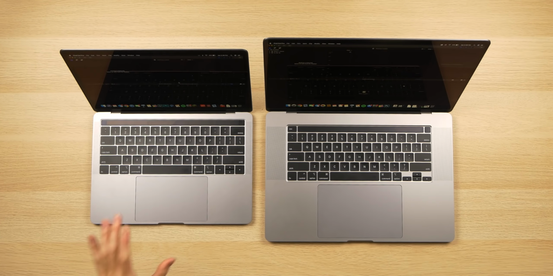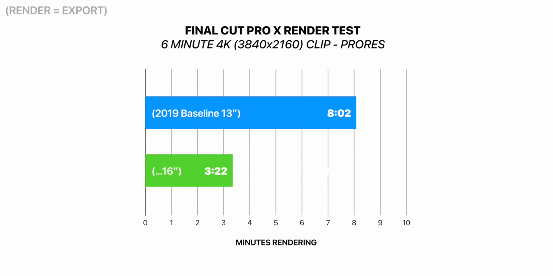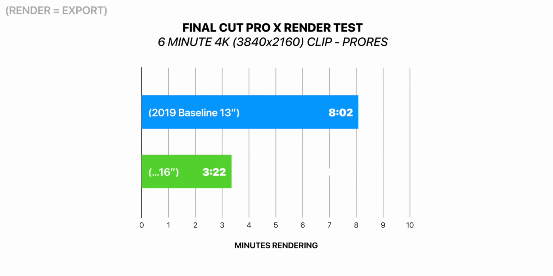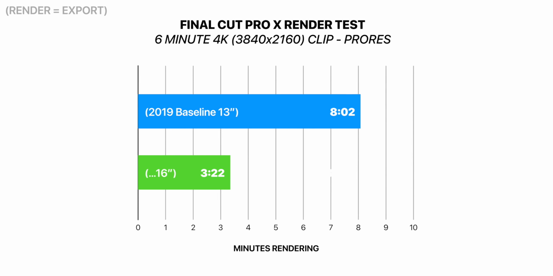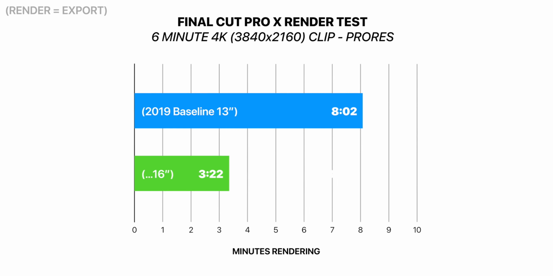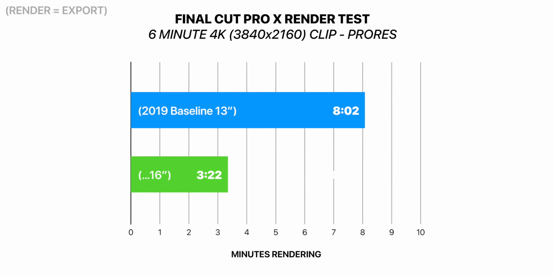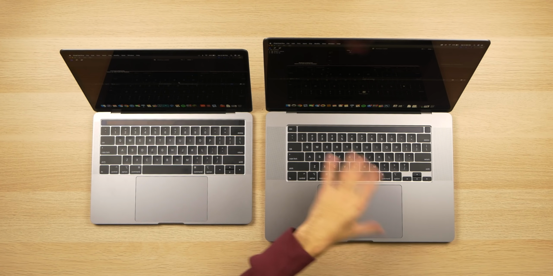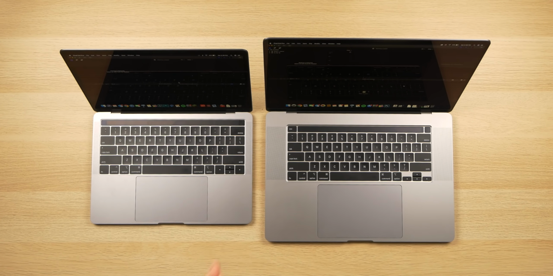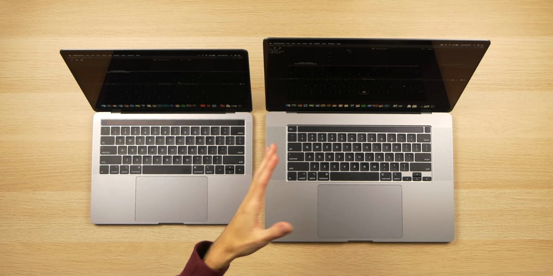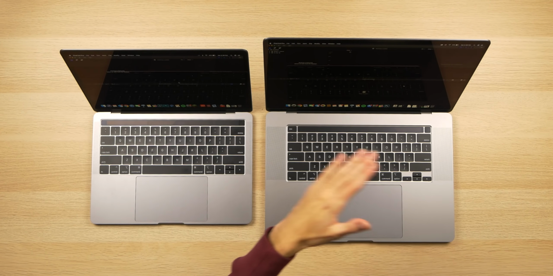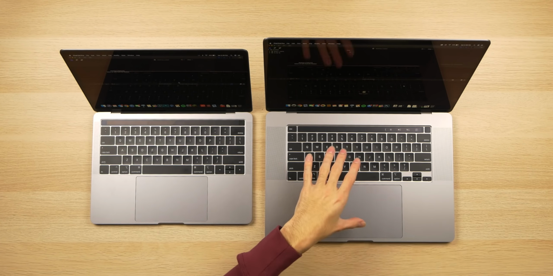And again, when I rendered the same project at 4K in the ProRes codec, it took 8 minutes and 2 seconds for the 13-inch MacBook Pro to get that completely rendered out, whereas the 16-inch MacBook Pro took only 3 minutes and 22 seconds and did make use of the dedicated GPU. I could hear the fans spinning up in here, so I guess when you are rendering in ProRes and any other codec, this is when the fans kick on and the hardware in here really is put to use.